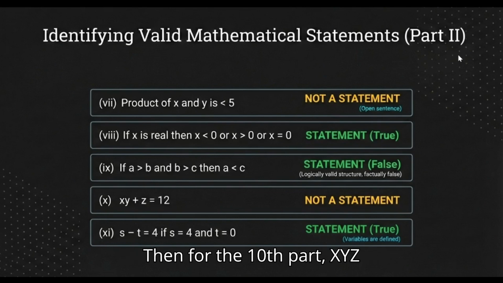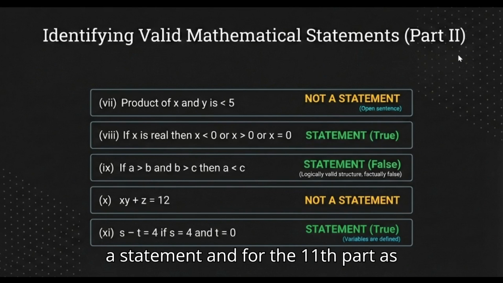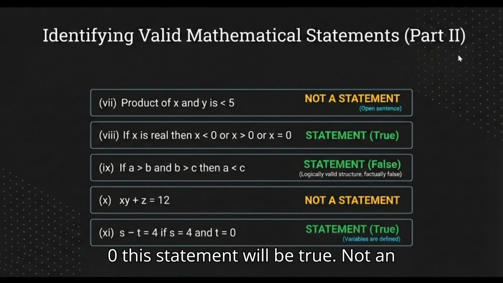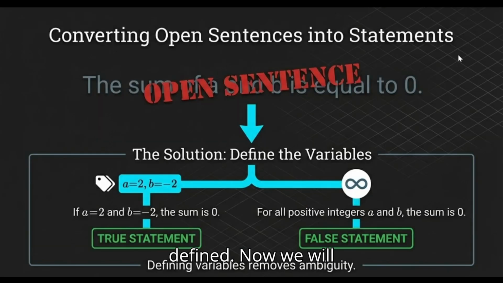Then for the 10th part, xy plus z is equal to 12. This is not a statement. And for the 11th part, s minus t is equal to 4, but if s is equal to 4 and t is equal to 0, this statement will be true, not an open sentence as the variables are defined.